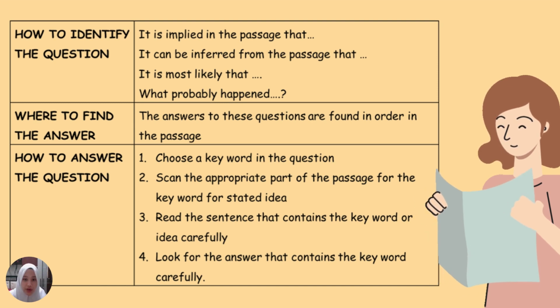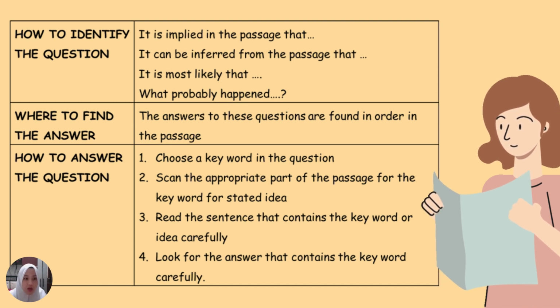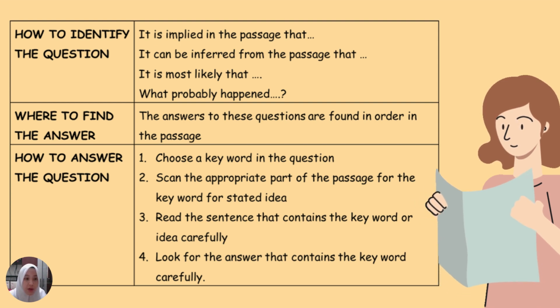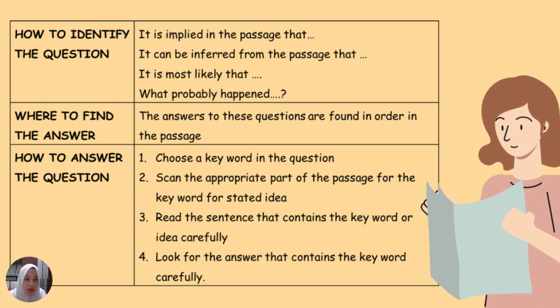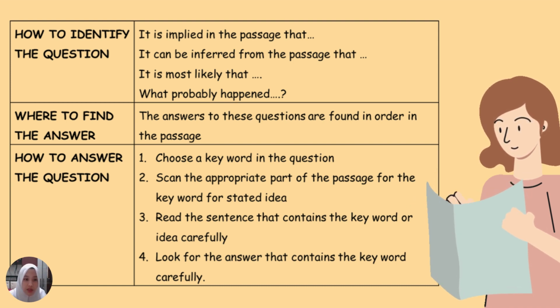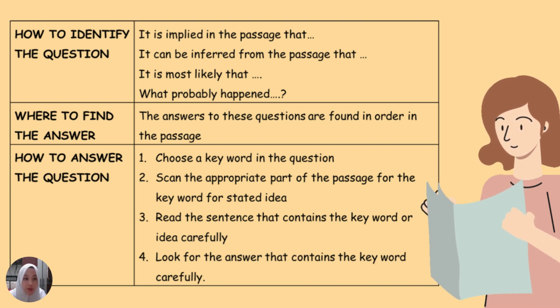You can see on the screen a strategy for answering the implied detail question. How to identify the question? For example, the question is, it is implied in the passage that blah blah blah. It can be inferred from the passage that blah blah blah. It is most likely that blah blah blah, and what probably happened blah blah blah.